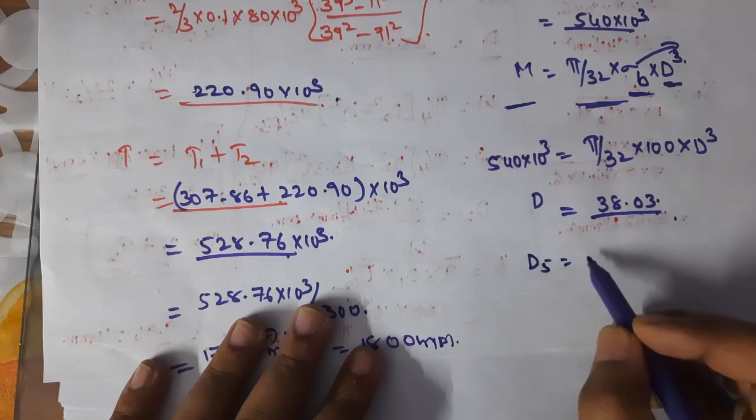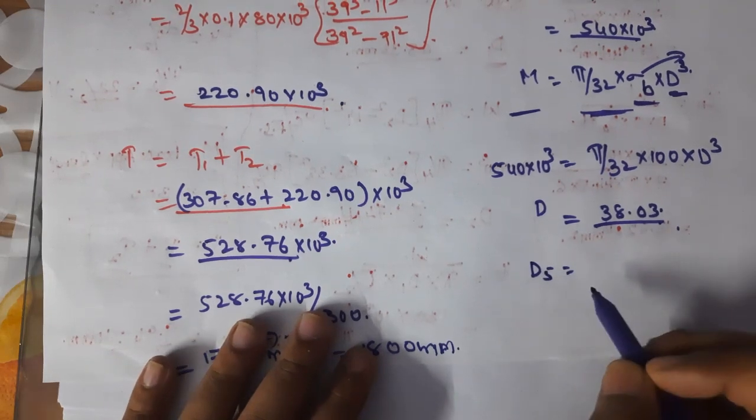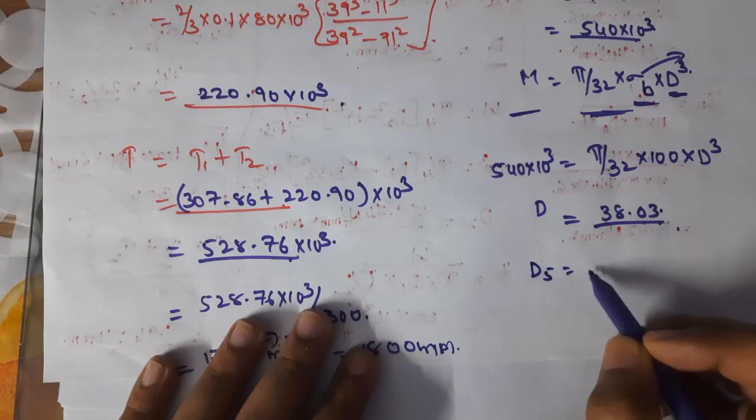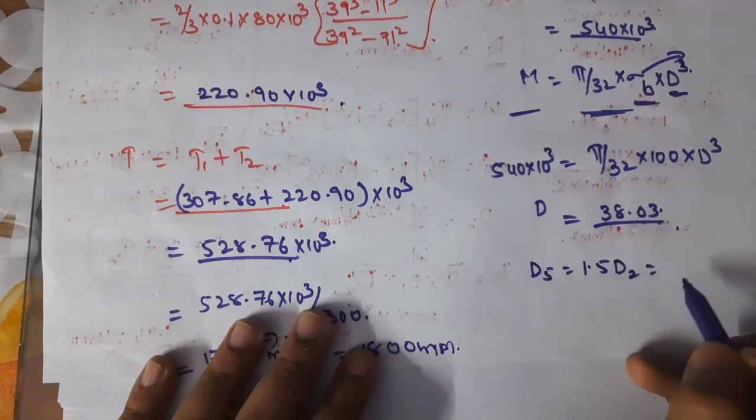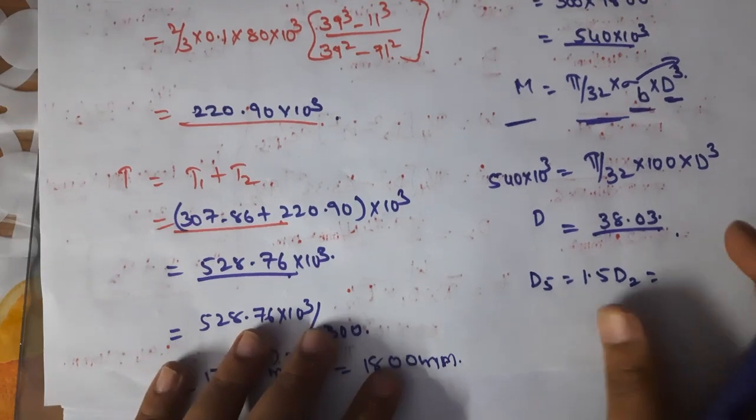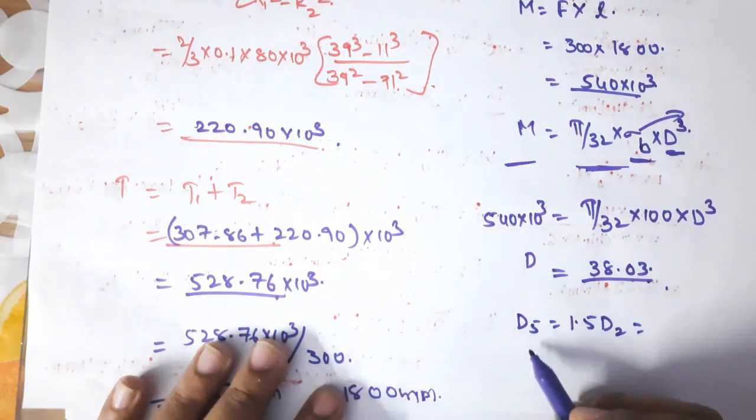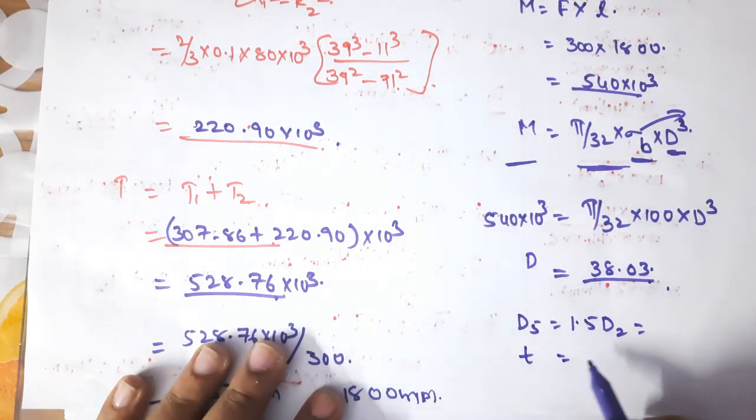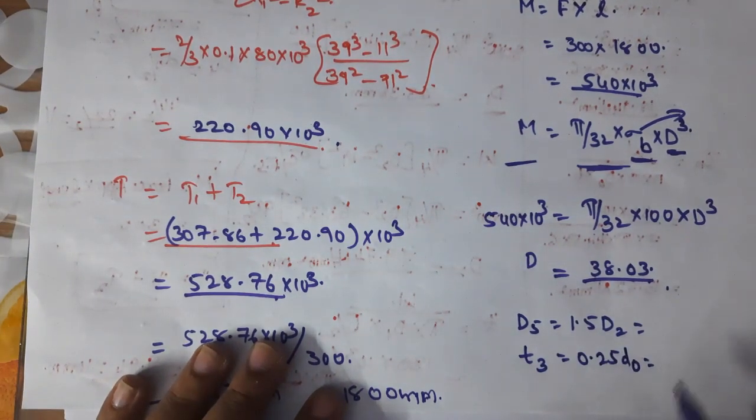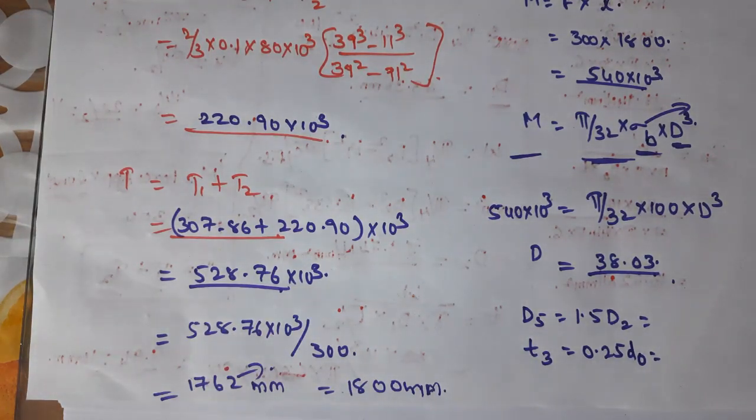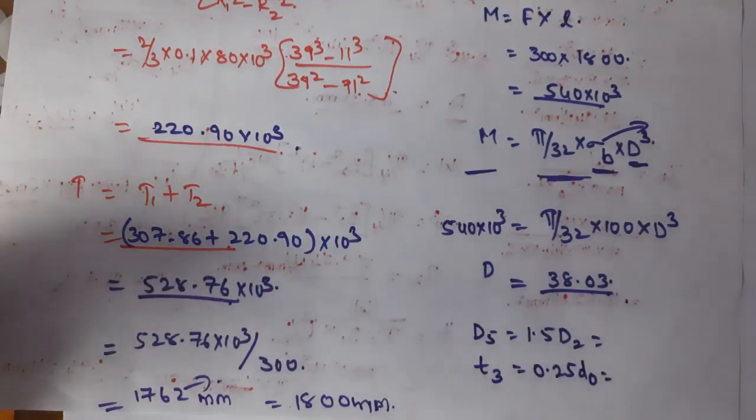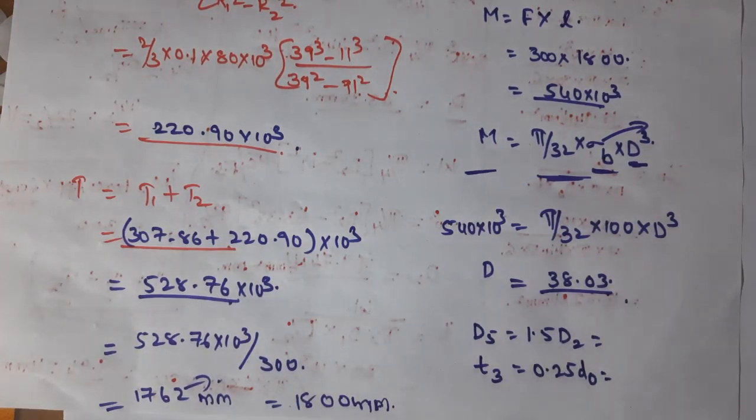D5, the diameter of the body at the top, will be D5 is equal to 1.5 of D2. The D2 value that we have calculated is 79.74. Next we need to calculate the thickness of the body. The thickness of the body is T3 is equal to 0.25 into D naught. So 0.25 into the D naught value that we have taken from the tabular column, that is 44.